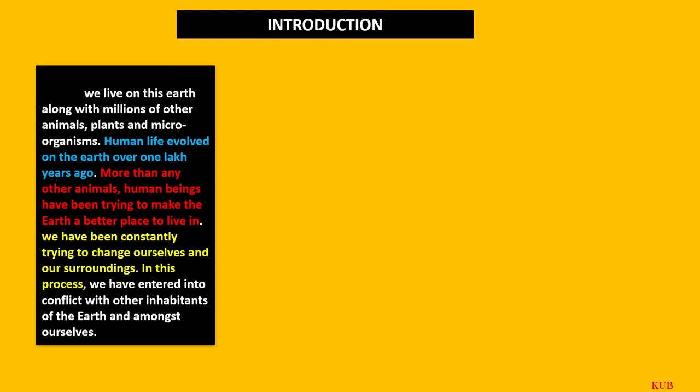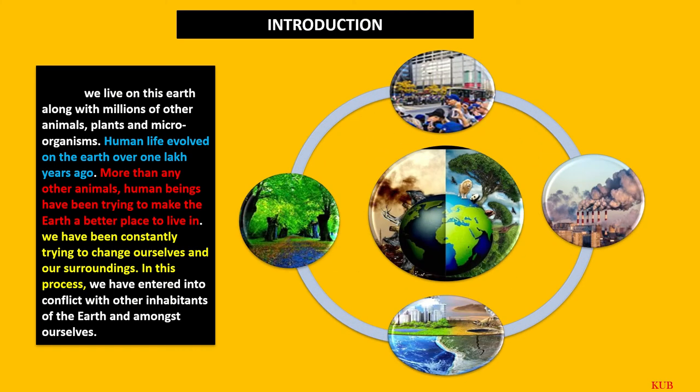Our Earth. Introduction. We live on this earth along with millions of other animals, plants, and microorganisms. Human life evolved on the earth over 1 lakh years ago. More than any other animals, human beings have been trying to make the earth a better place to live in. We have been constantly trying to change ourselves and our surroundings. In this process, we have entered into conflict with other inhabitants of the earth and amongst ourselves.